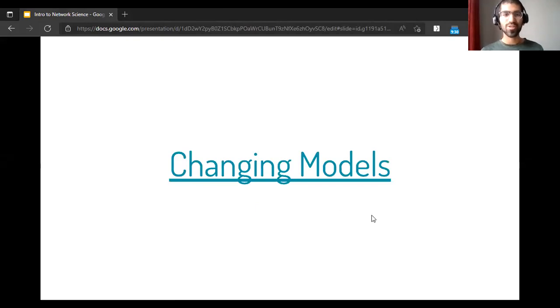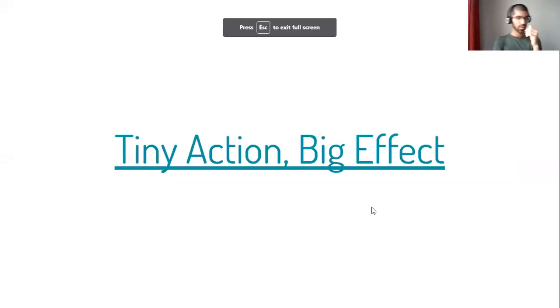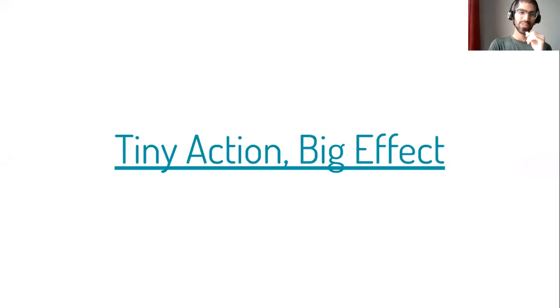Finally, I'll show you a very cool example. I call this type of network tiny action, big effect. The idea is that you have small changes leading to a very large difference in the outcomes. But the key idea here is that you have what are called agent-based models, where you focus on the things that individual nodes are doing in the network, and then you see what happens on the larger level.